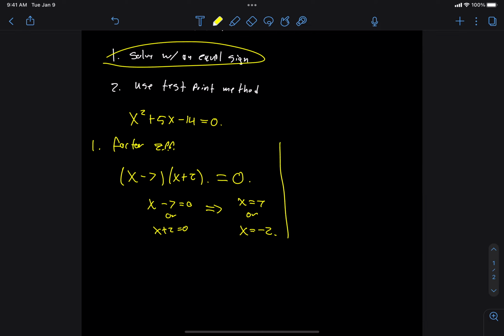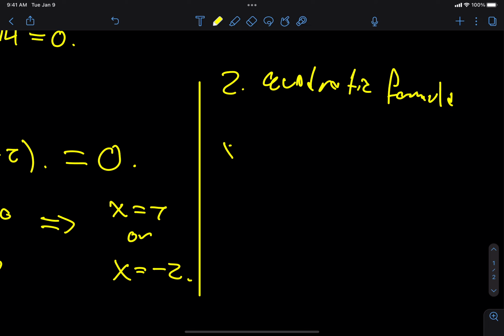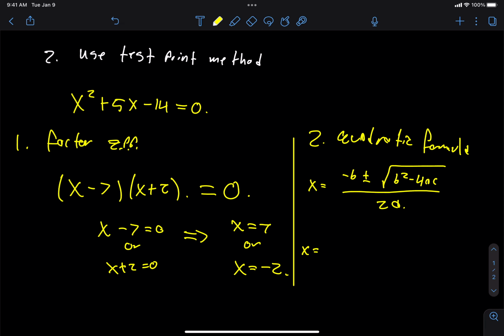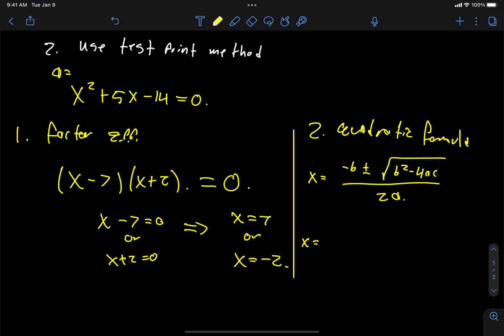Okay, that's one method. Let's say that you don't know how to factor. You can always use the quadratic formula. So what does it say? It says that x is going to be equal to negative b plus or minus the square root of b squared minus 4ac all over 2a, right? So in this case, our a is 1, b is 5, and c is what? It's negative 14. Okay, good.